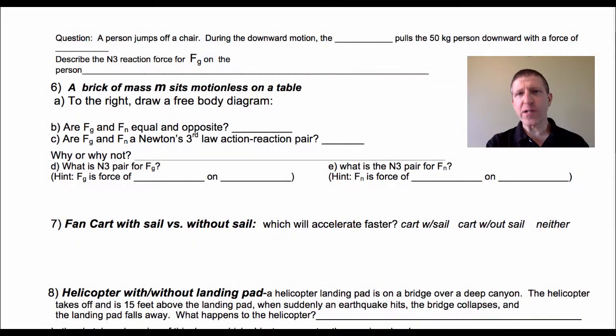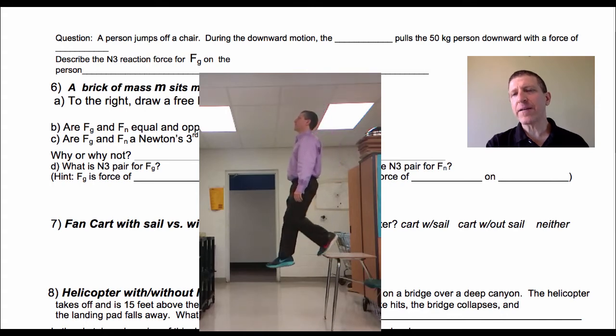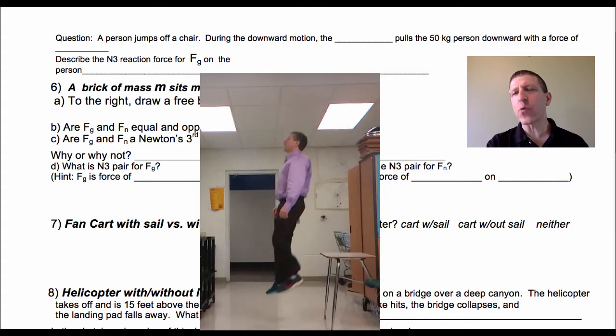All right, let's try this question. A person jumps off a chair. During the downward motion, the blank pulls the 50-kilogram person downward with a force of blank. What is actually pulling the person downward? Now you might say gravity, but that's not an object. What is the other object that's involved?